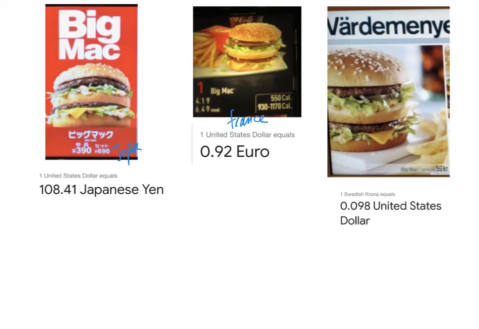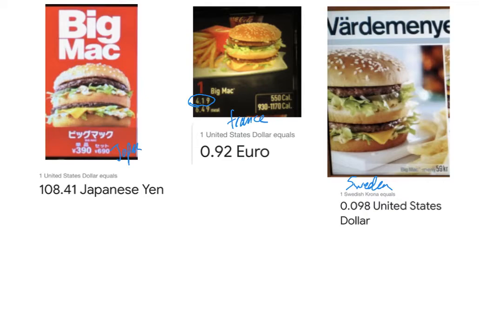It's measured in euros. And then finally, we see one here in Sweden. So what we want to be able to do is to think about if we had to purchase these Big Macs in these three countries, how much money would we have to pay in US dollars?